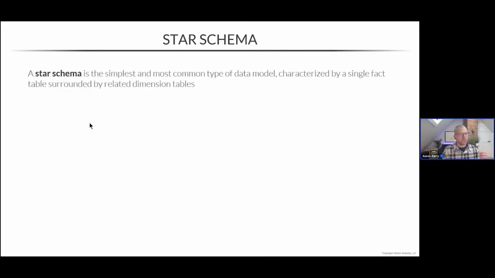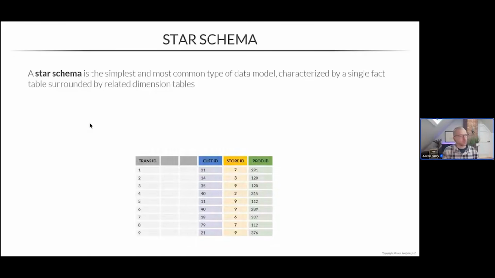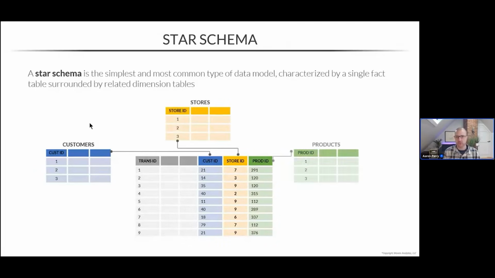So thinking about these tables, we have this central fact table. This has our transaction columns. We have our customer ID, our store ID, and our product ID as our foreign keys within this table. And then when you start creating your relationships, we tie our customer ID to customer ID, store ID to store ID, product ID to product ID.